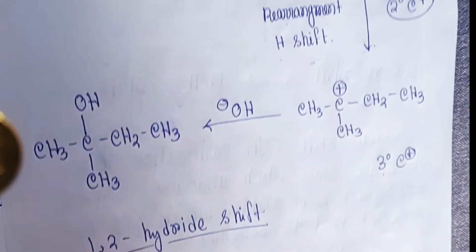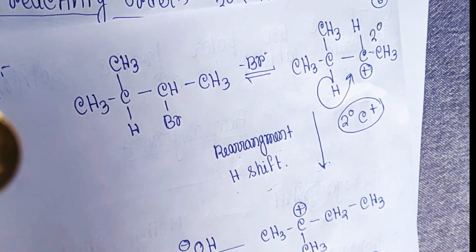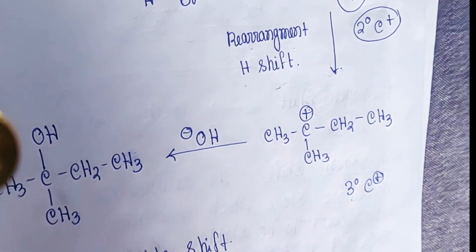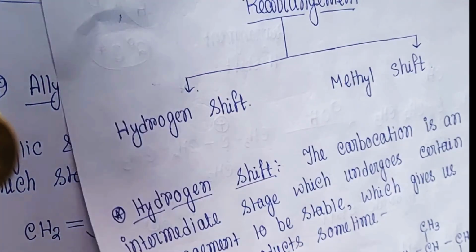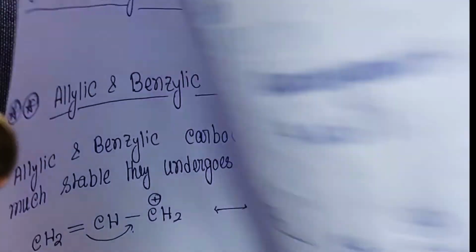We call it 1,2 hydride shift because this one is 1, this is 2, and from 2 to 1 a hydride shift is happening. So that's why we call it a 1,2 hydride shift. Okay. Now the next type of rearrangement is methyl rearrangement.